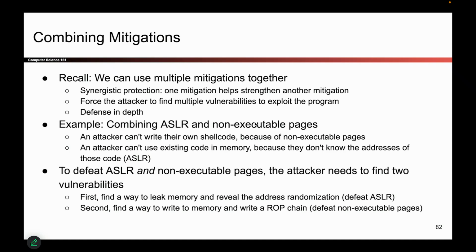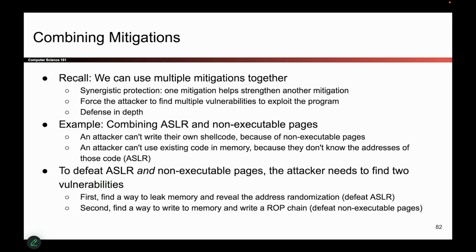So combining 2 mitigations is great. It makes the attacker's life even harder. And so for example, if you wanted to defeat both of these mitigations at once, you would first have to defeat ASLR by somehow learning the address randomization. And then you have to use an attack like ret2libc or return-oriented programming to defeat non-executable pages. So already you can see this attacker is going to have a much harder time compared to an attacker with no defenses enabled. So that's what it looks like if you combine mitigations.